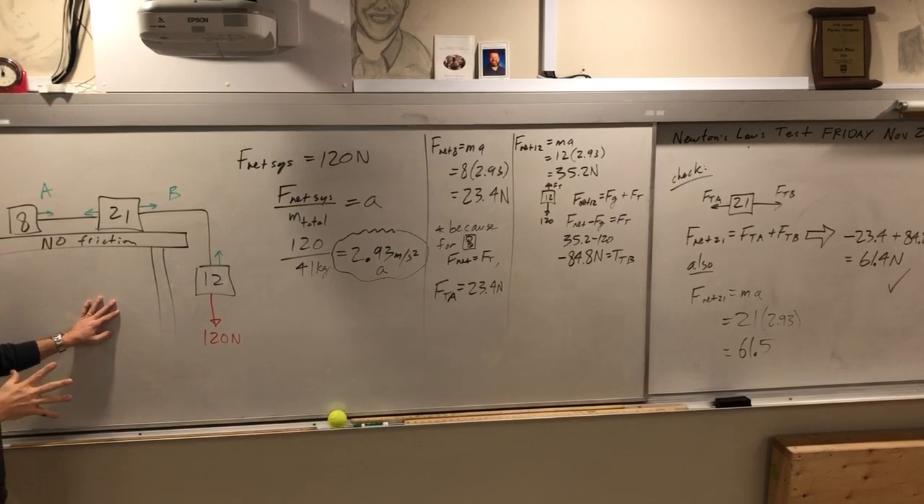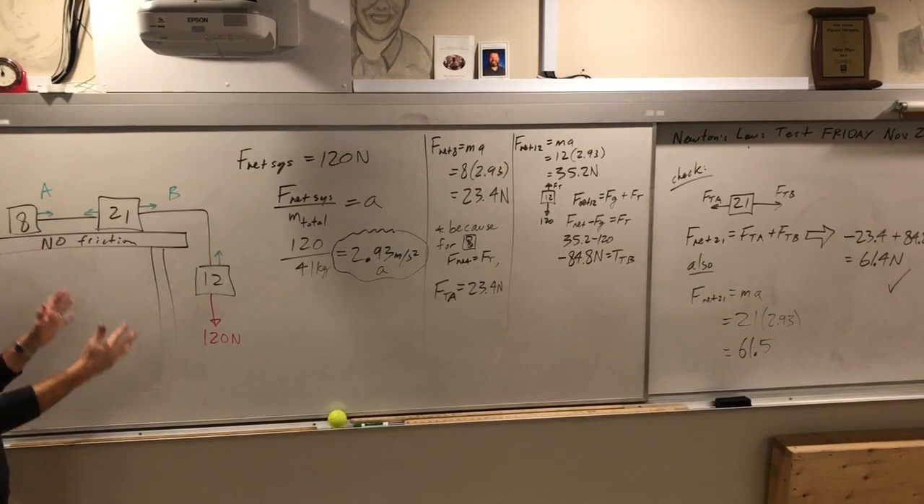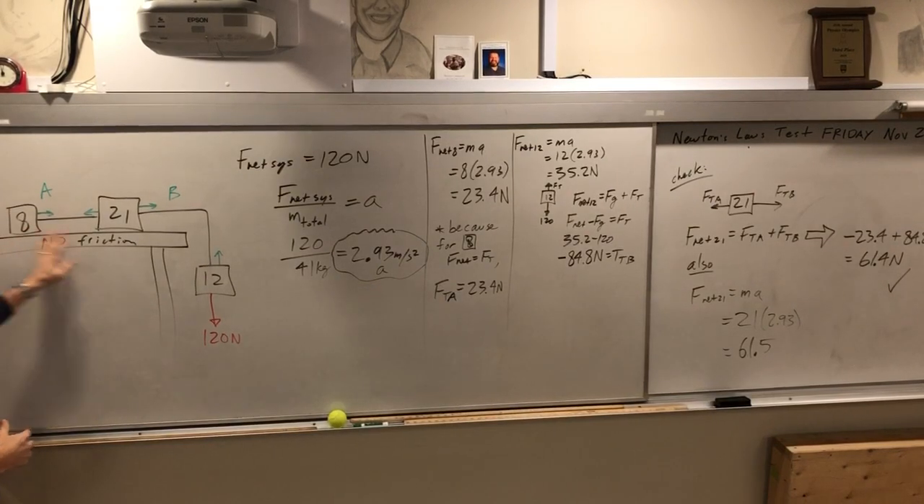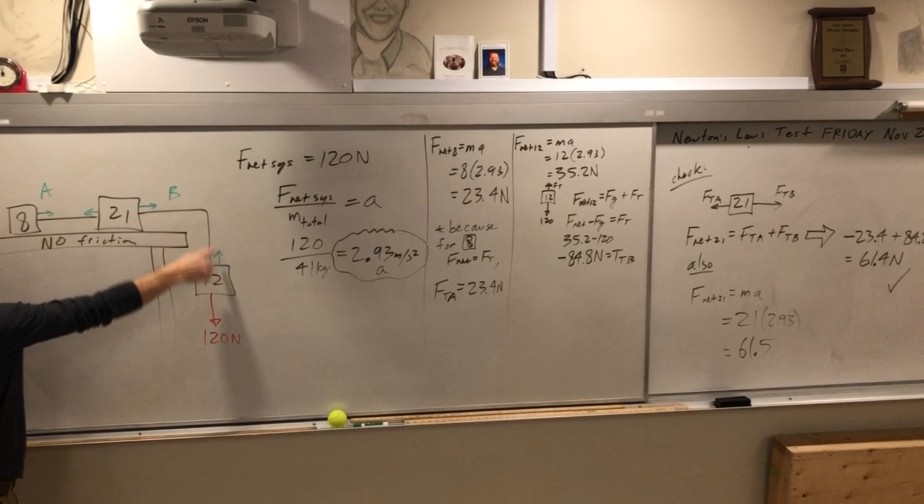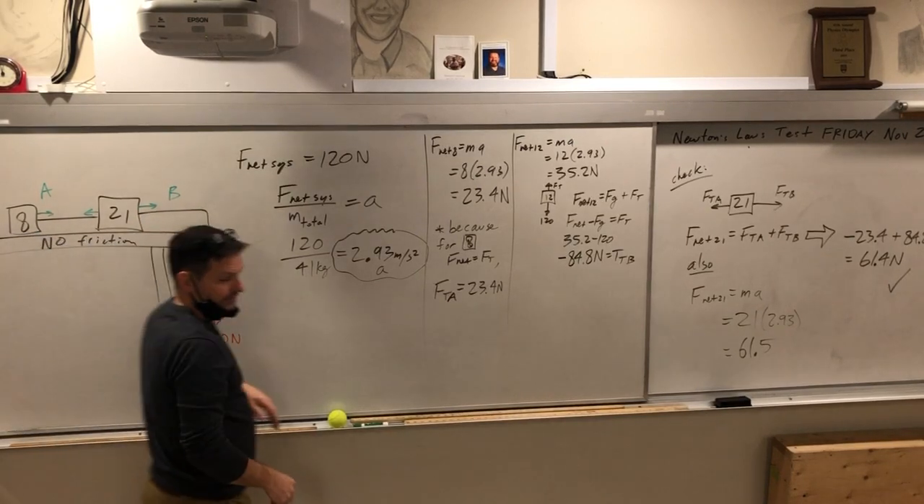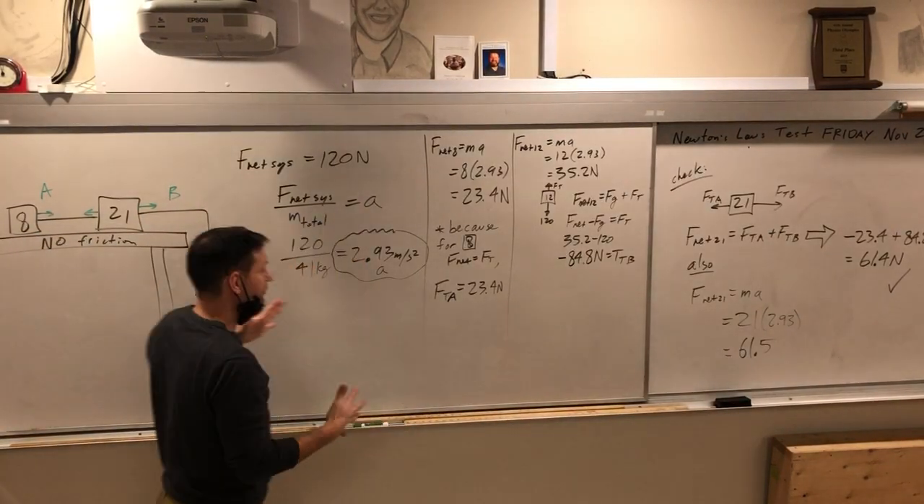An example of a problem you could expect to have on your test for Newton's laws. Table, no friction, 2 masses on the table and 1 mass hanging off of a pulley. Okay, here's how you do it.